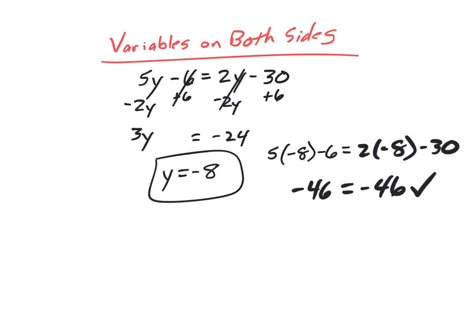Both sides are equal. If both sides are equal, that's good news, right? That's what we want. If one side is not equal to the other side, then we have done something wrong. Right there is just another great example of why we want to check.